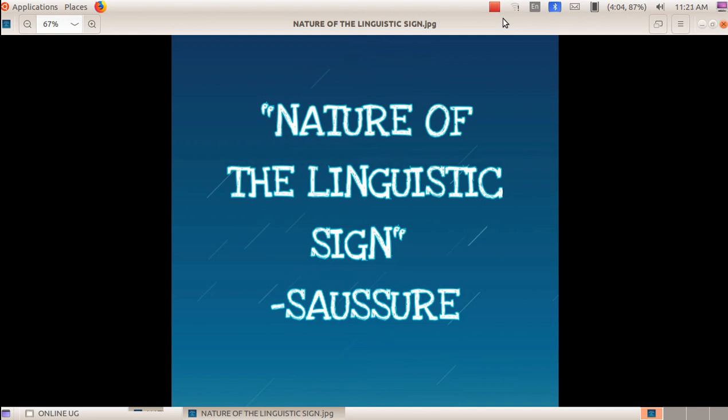We are going to deal with the new essay in module 3, the second essay, Nature of the Linguistic Sign. Hope you are aware of the writer, the essayist, Ferdinand de Saussure. Please note down the spelling, Ferdinand de Saussure. The "de" is not capitalized. He is sometimes called the father of modern linguistics.